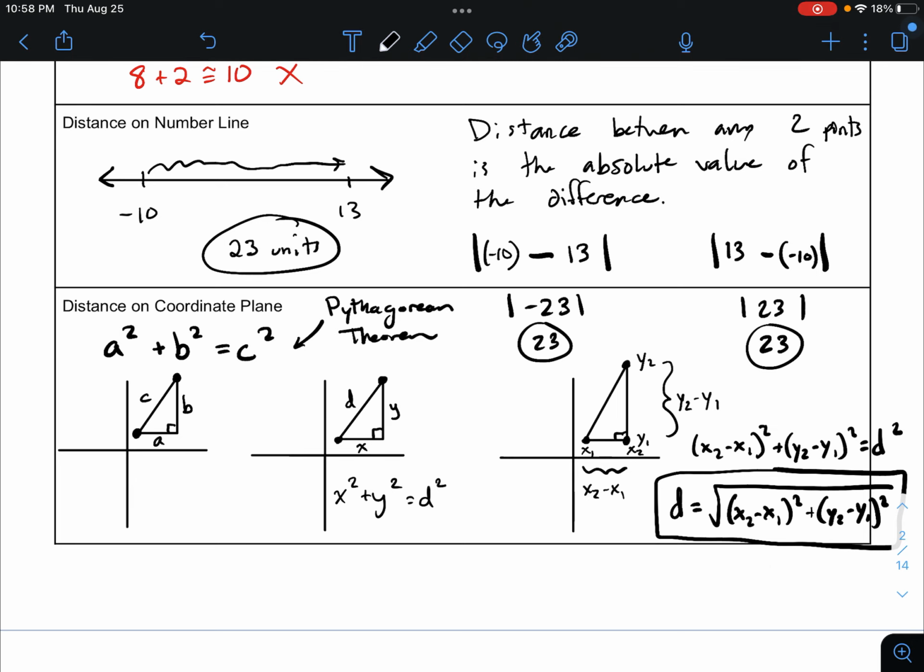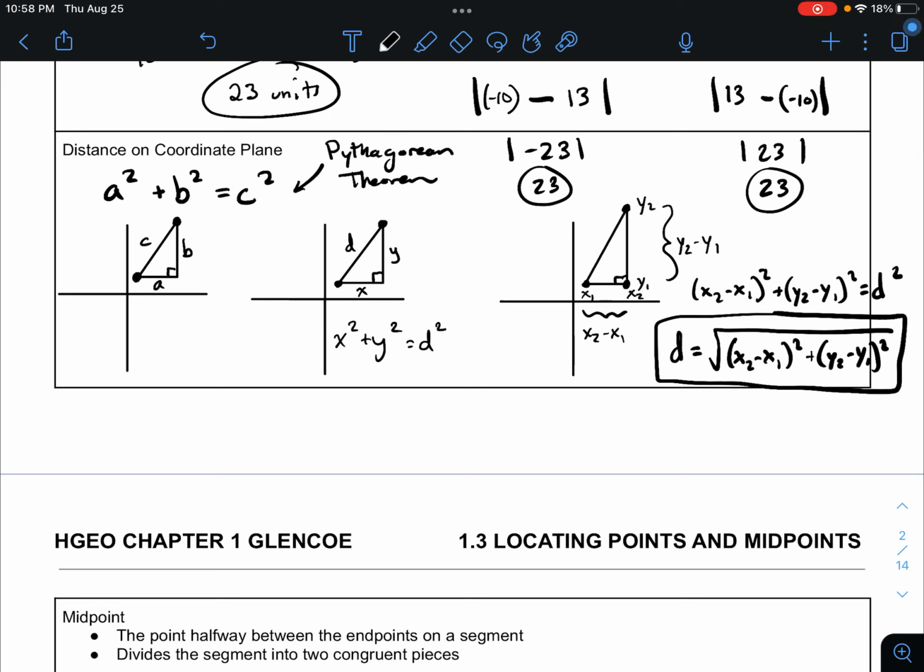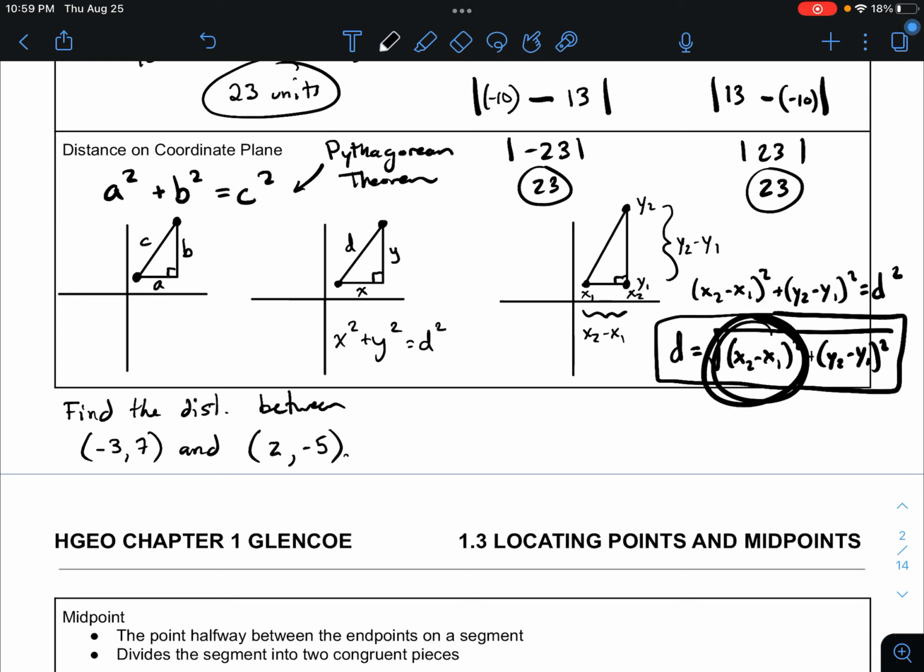Okay, for example, let's say I wanted to find the distance between -3 comma 7, and let's make another point. Let's make this other point 2 comma, how about -5? All right, so I want to find the distance between these. All I have to do is look at the difference between the x's and the difference between the y's, and then use the Pythagorean theorem.